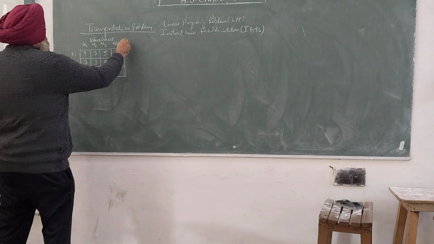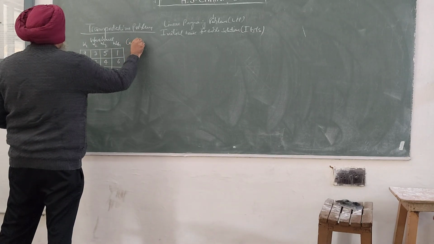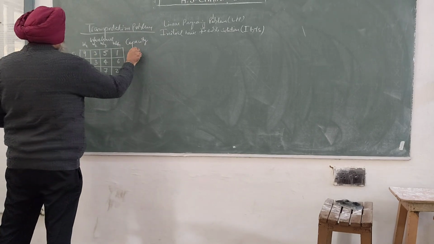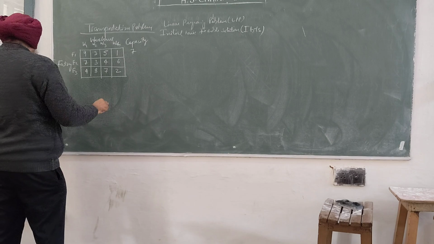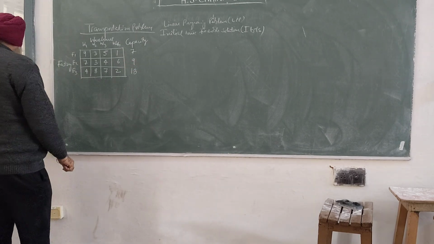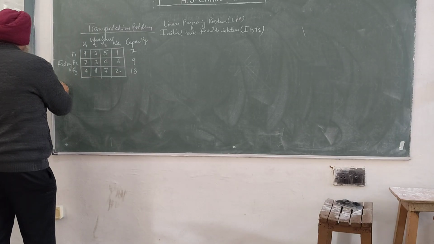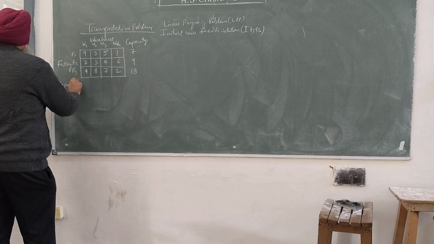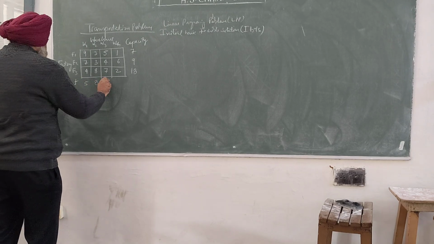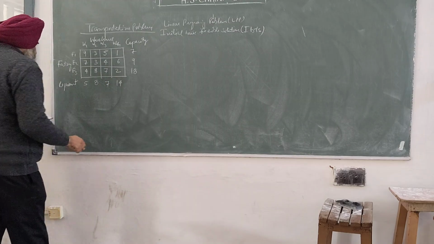And moreover, this is the capacity of the factory. F1 is 7. What is the capacity of F2? This is 9. F3 is 18. And this is the requirement of the warehouses: 5, 8, 7, 14.